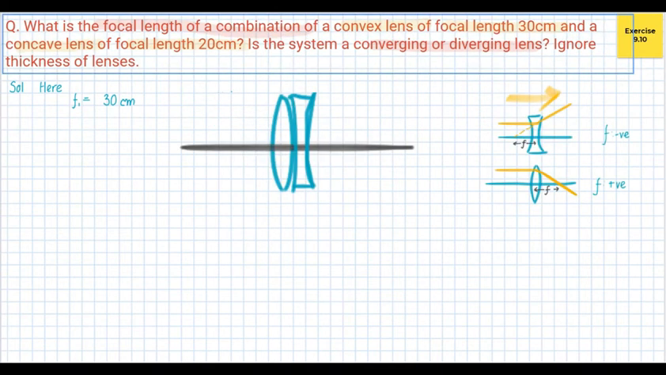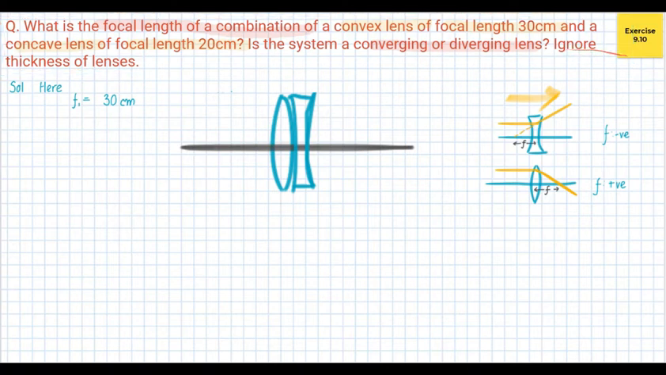Fine. Now, as stated in the question, you can ignore the thickness. This thickness doesn't matter. So first let us write down this one. f1 corresponds to the focal length of your convex lens, and it will be positive. Next, f2 corresponds to the focal length of your second lens, which is your concave lens, and it will be negative. How much is it given in the question? 20 centimeter. So I write down 20 centimeter here.